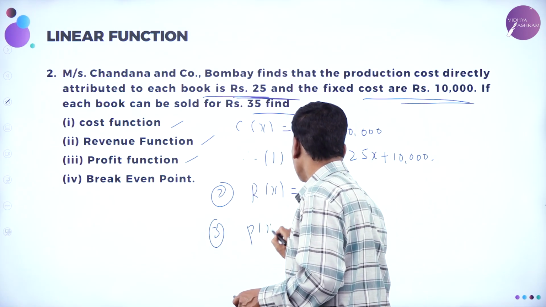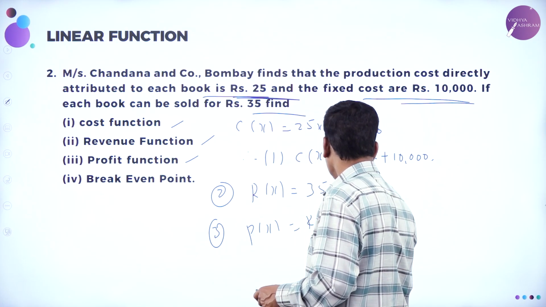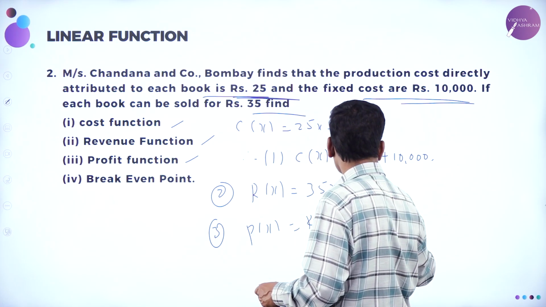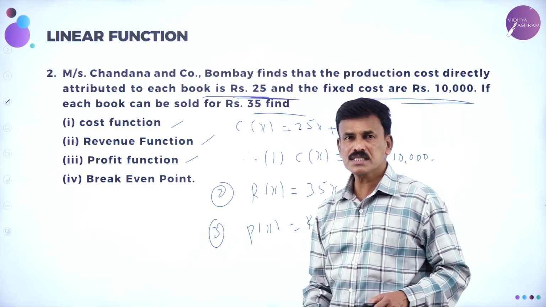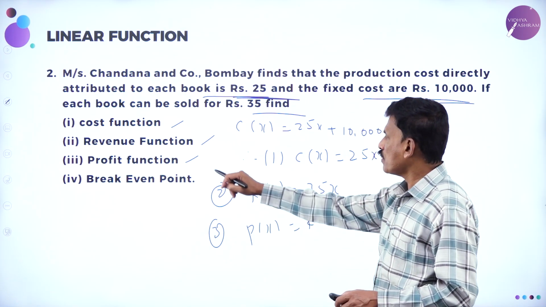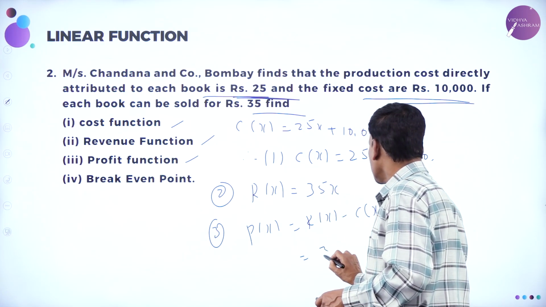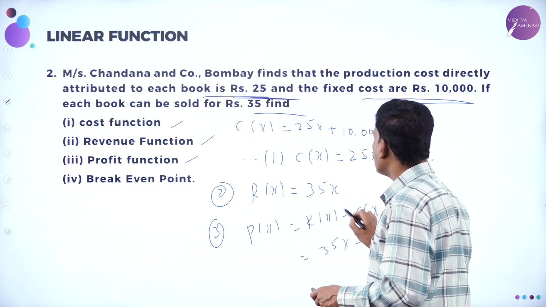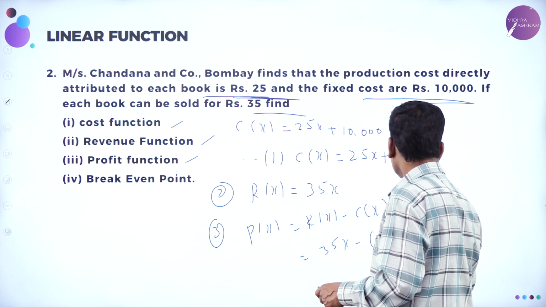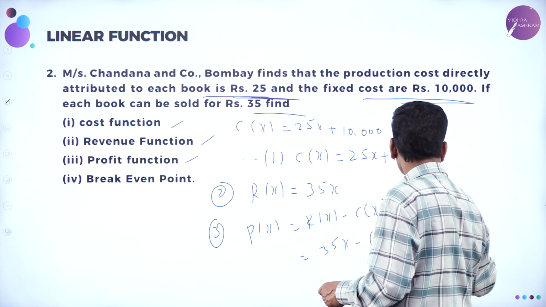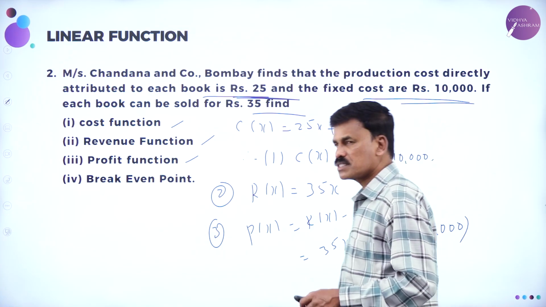Profit function P of x is equal to R of x minus C of x. That is, the profit function is R of x minus C of x. What is R of x? 35x minus C of x. C of x is equal to 25x plus 10,000. Let us simplify this. Hope you followed.